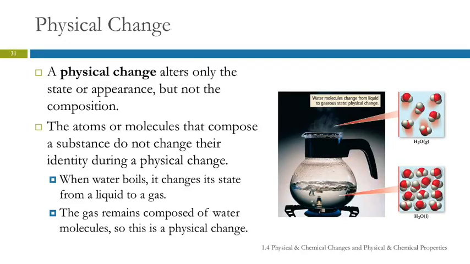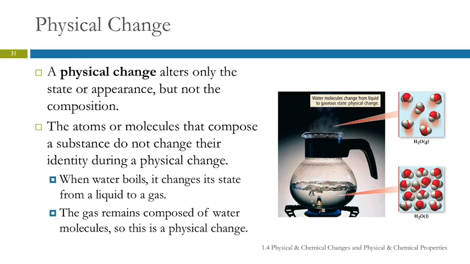So there are different kinds of changes that matter can undergo. A physical change alters the state or the appearance of the matter, but doesn't change its composition. So the example given here is water that's boiling. So here in the liquid we have these little water molecules. They look like little Mickey Mouse heads to me. So these little water molecules in here, and it's a liquid.